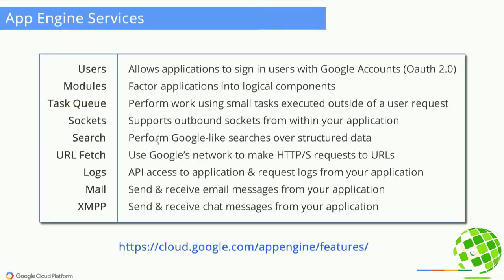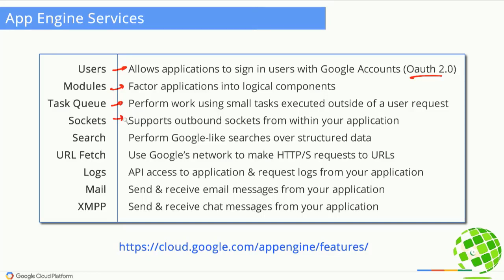Here's a list of some of the popular built-in App Engine services that, again, we can easily take advantage of from within our applications. Users is probably one of the most popular ones because it allows us to piggyback right on top of Google accounts for authentication. So we can use OAuth 2 and OpenID for authentication and authorization. Also, modules. We can easily factor our applications into smaller logical components, and then we can, again, scale those parts of our application individually. We also have task queues, so we can perform background work outside of that 60-second limitation.